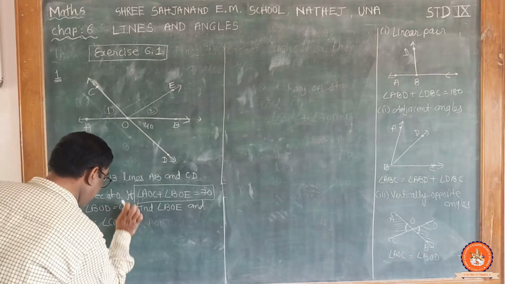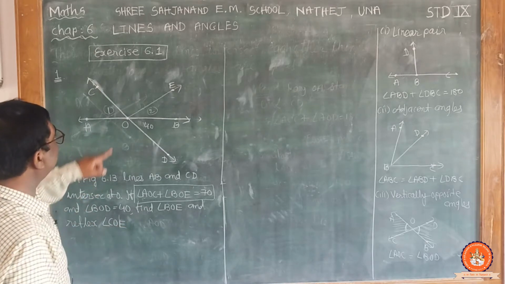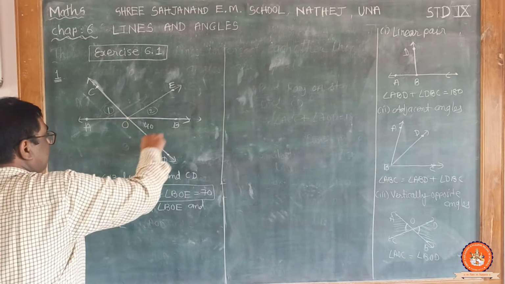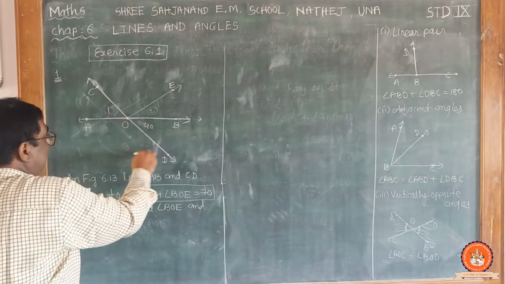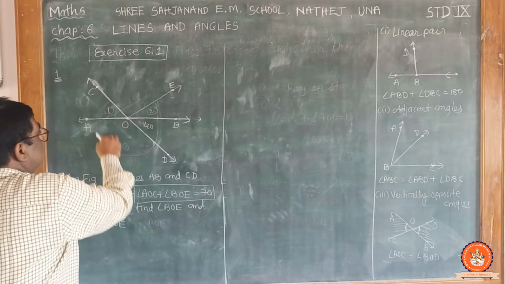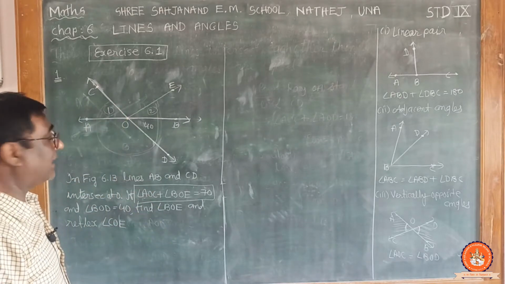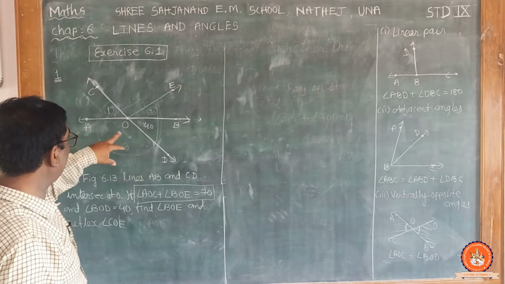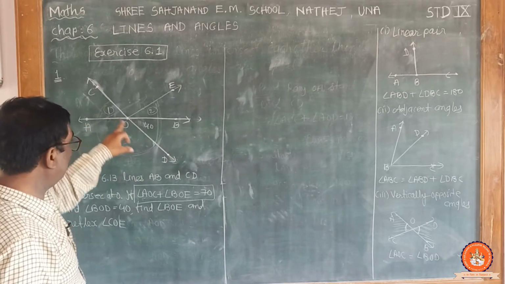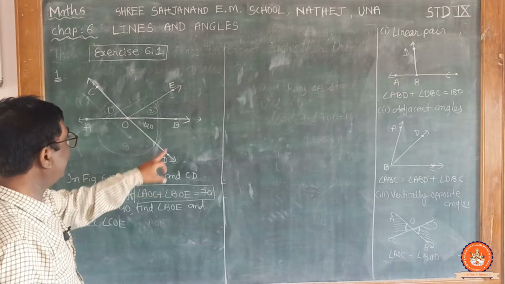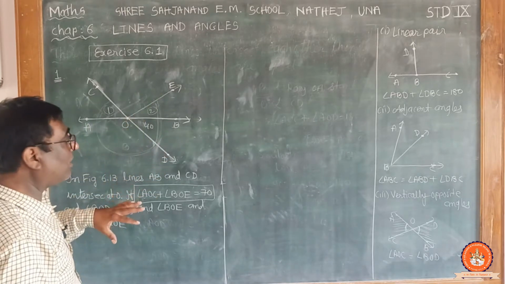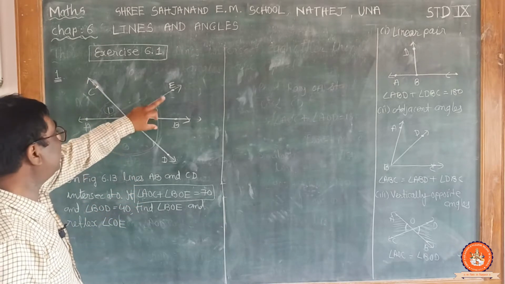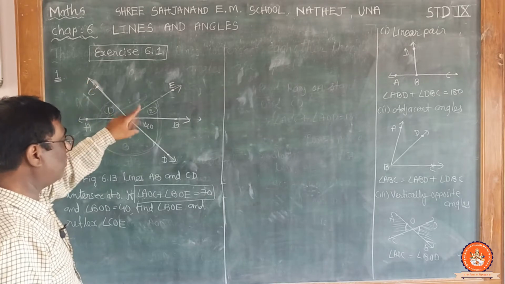We want to find reflex COE. See, angle COE is this one, so reflex COE means this one. A reflex angle is more than 180 degrees and less than 360. So reflex COE includes AOC, AOD, BOD, BOE, 4 angles. Or if you subtract the measure of COE from 360, then you can find reflex COE.